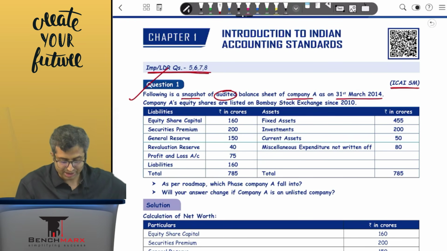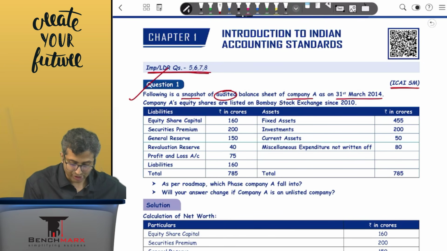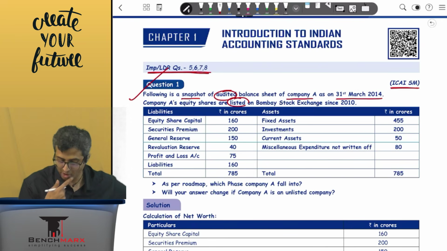Following is the snapshot of audited balance sheet of company A on 31st March 14. So this is the 31st March 14 balance sheet. Company A's equity shares are listed on the Bombay Stock Exchange since 2010.